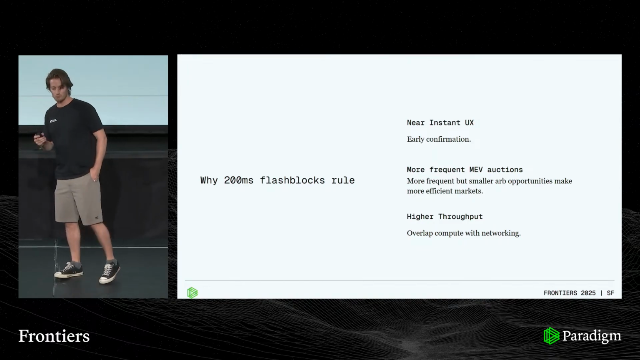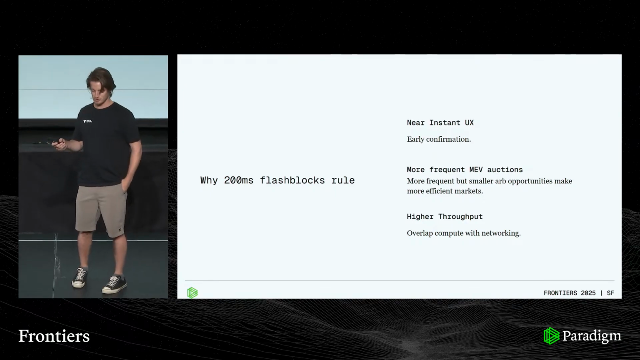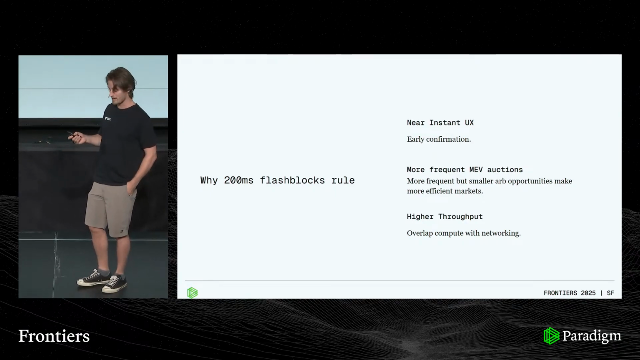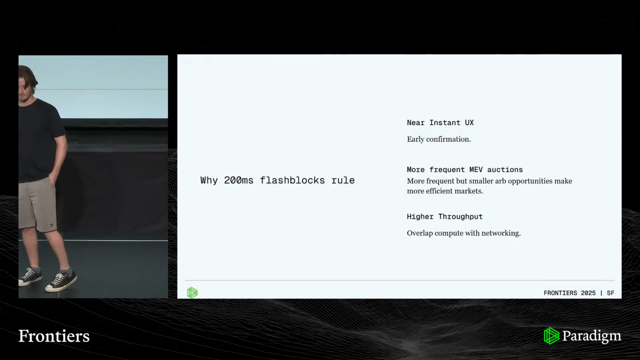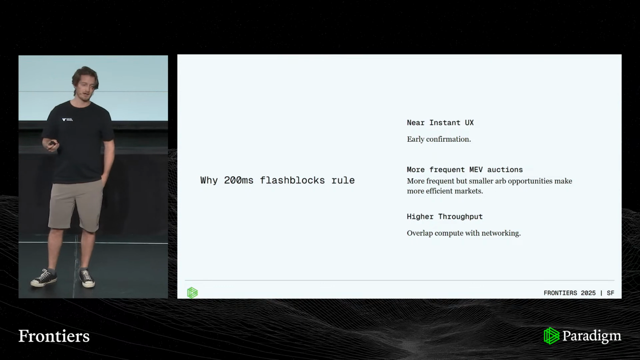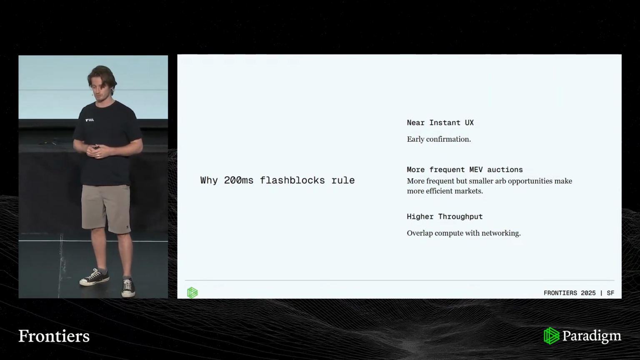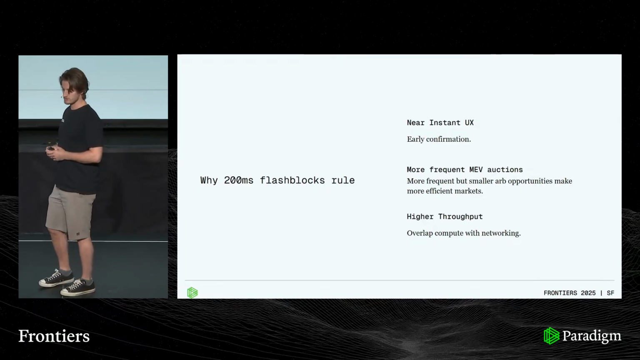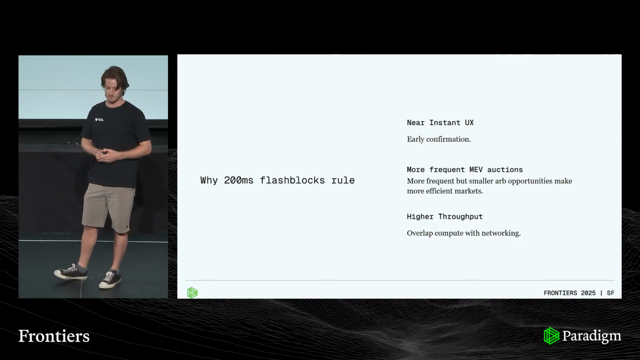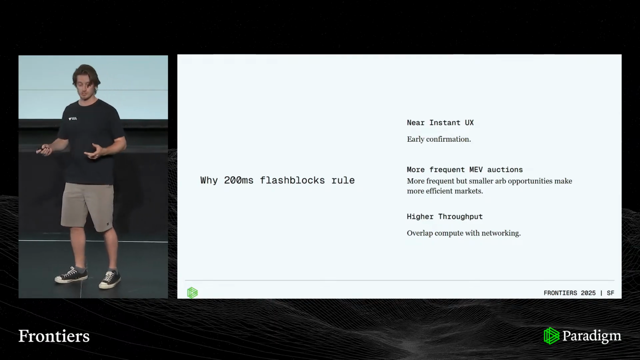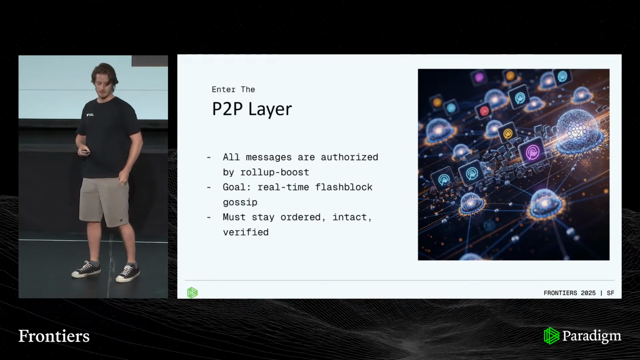Another one is more frequent MEV auctions. Rather than having one big MEV auction at the end of a big block boundary, we can instead have a lot of small ones. Instead, we'll have 10 for each block. Why is this good? This will make more frequent, but also smaller arbitrage opportunities. And with smaller ARB opportunities, we don't know for sure, but we hypothesize we're going to have more efficient markets because of this. And then another one, which I'm going to touch on at the end of this presentation, is higher throughput, but I'll leave that hanging there for now.